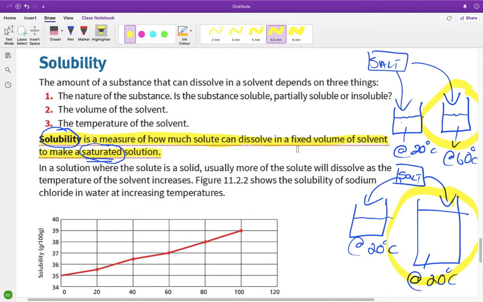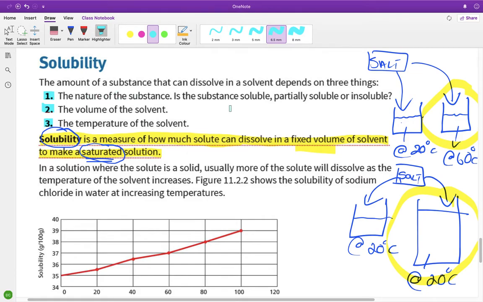So solubility is how much solute you can dissolve in a solvent to make a saturated solution. Okay, now it says fixed volume here. I'm obviously just using this as a comparison just to give you an idea of what solubility is. Okay, these are important here. So these are things that affect solubility, or this is what solubility depends on.